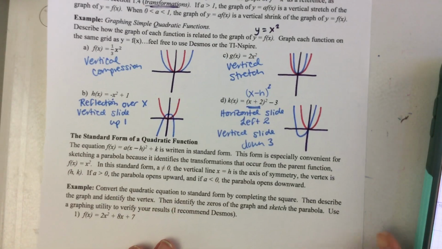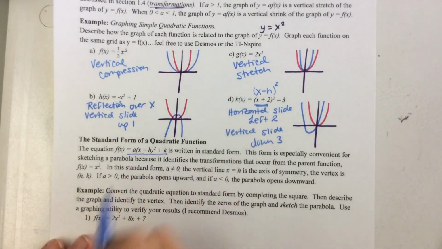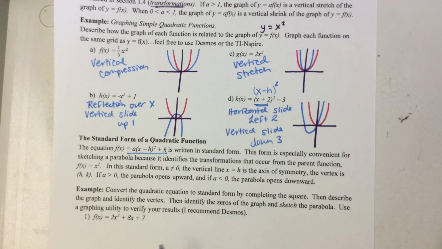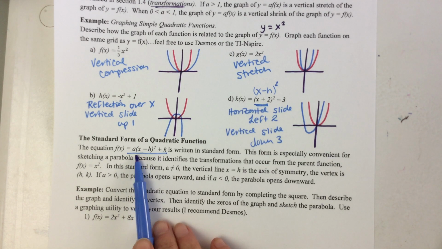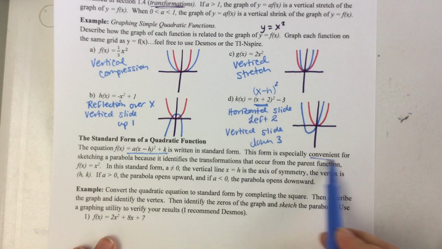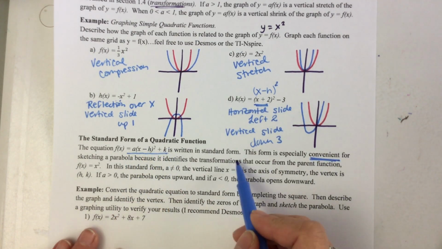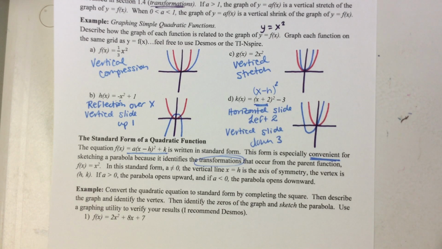So transformations with quadratics. The last thing that we're going to do today is look at something called standard form. Now the standard form for a quadratic equation, it's also known as vertex form. This is what it looks like. It's a, then in parentheses, x minus h quantity squared plus k. This is super convenient because you can look at this and identify any transformation that occurred from the parent.